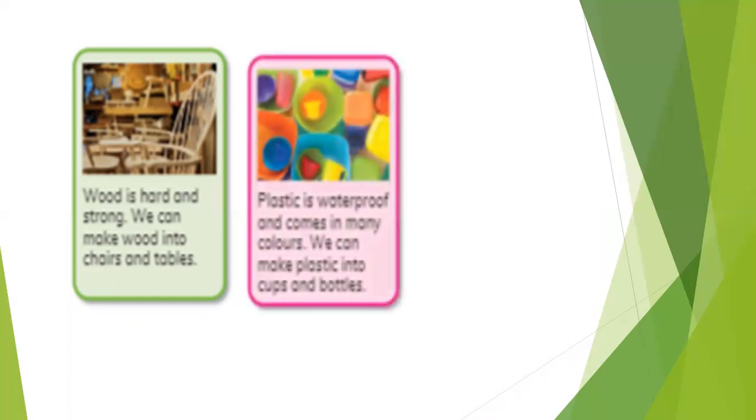Plastic. A lot of bottles, cups, and things that are light, we make with the help of plastic. Plastic is waterproof and comes in many colors. We can make plastic into cups and bottles. Because plastic is waterproof, light, and has different colors, for things that are light and that we want to be waterproof, we use plastic.